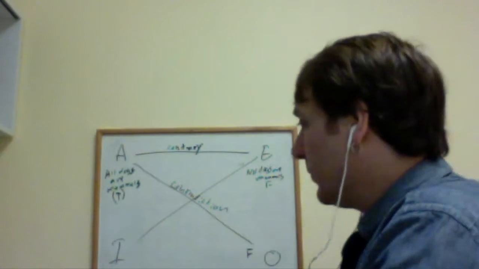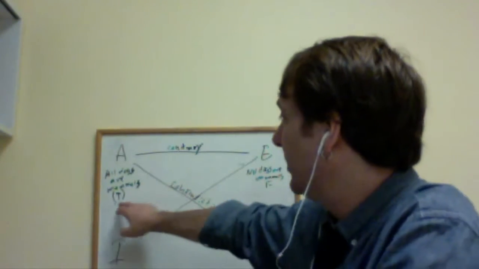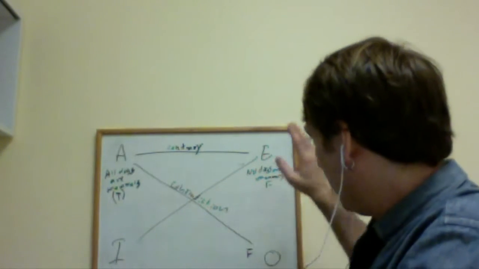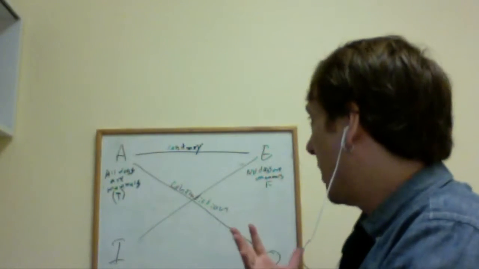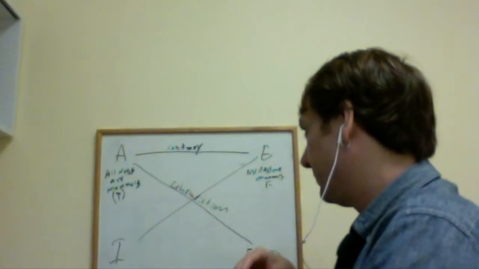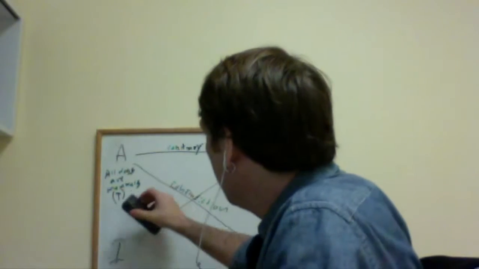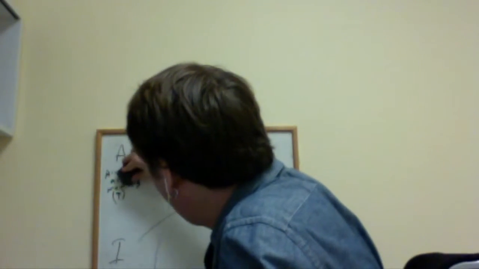Now, they can't both be true together, so this one is true, and that makes this one false, and we're okay with that. If all dogs are mammals, then that can't mean that there are no dogs that are mammals. But now suppose that we change dog to unicorn.